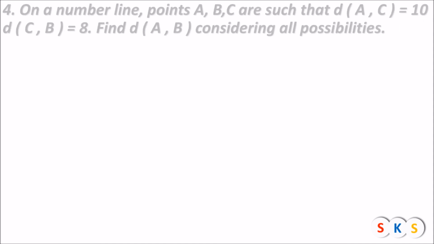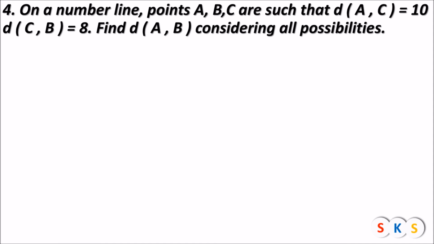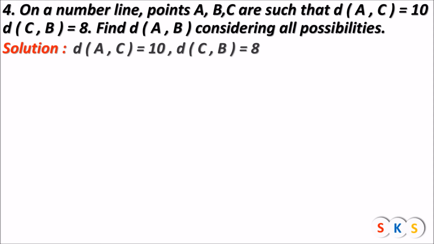Here we have question number 4. On a number line, points A, B and C are such that distance AC equals 10, distance CB equals 8. Find distance AB considering all possibilities. So what is given here? Distance AC equals 10 and distance CB equals 8.